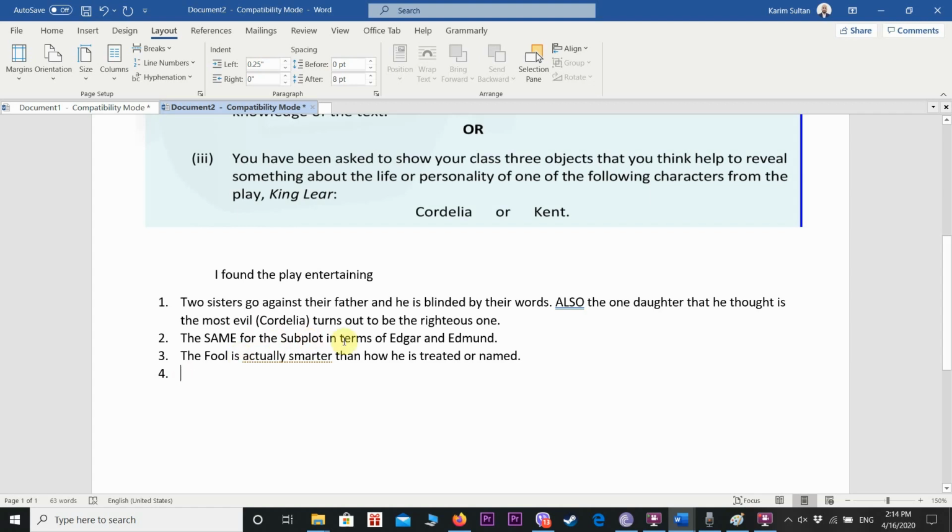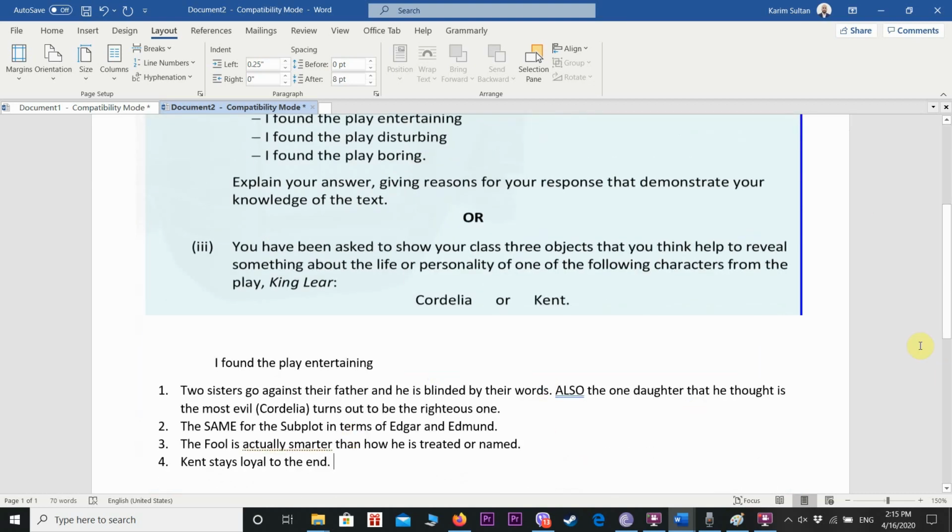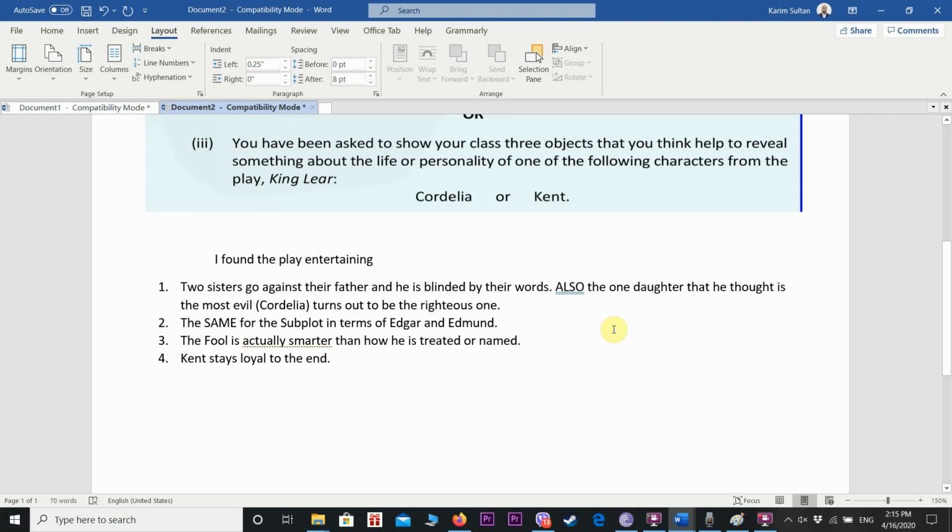All right. Number 4, I could say Kent stays loyal to the end. Another reason why it's entertaining. Remember, guys, emphasis is very important when you're answering the question in both Higher and National. You need to emphasize every paragraph by restating the question. So I would say one of the reasons that the play is entertaining, or one of the reasons that further contributes to why I found the play entertaining, is because, whatever. Remember, tense consistency is very important.